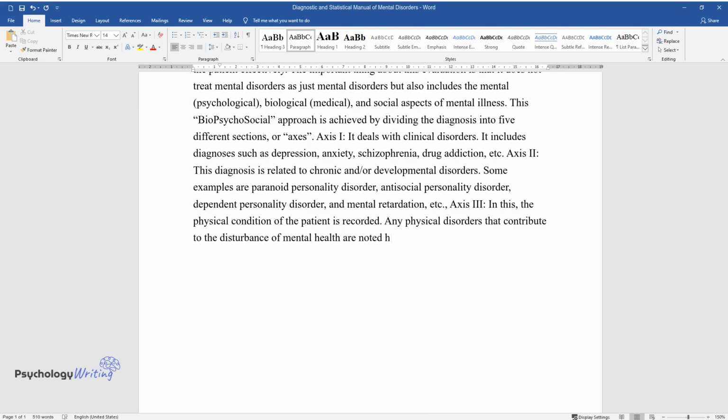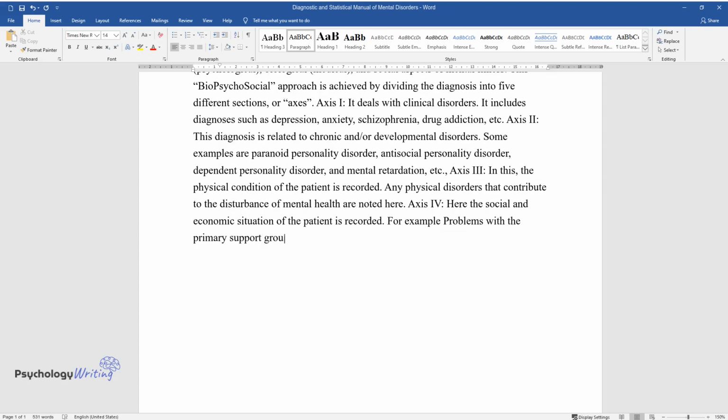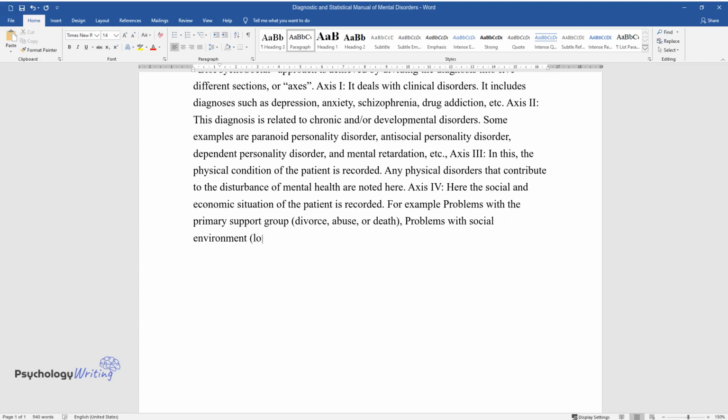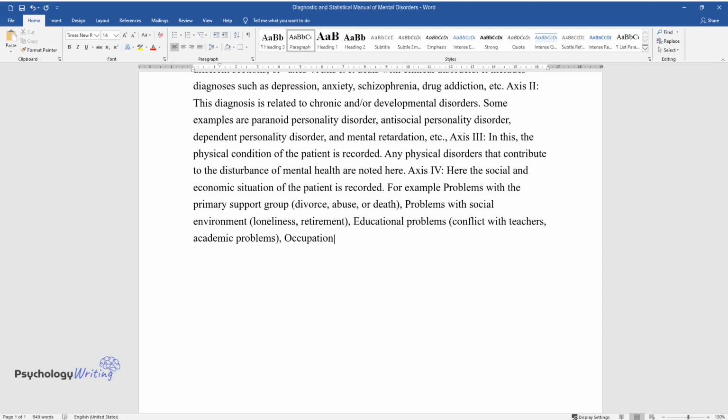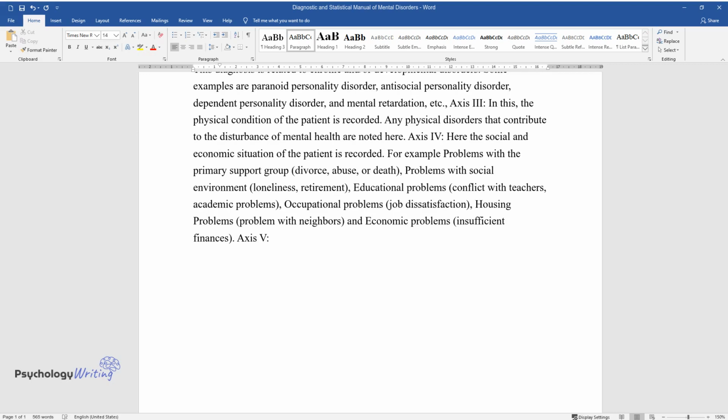Axis IV: here the social and economic situation of the patient is recorded. For example, problems with the primary support group, divorce, abuse, or death, problems with social environment, loneliness, retirement, educational problems, conflict with teachers, academic problems, occupational problems, job dissatisfaction, housing problems, problems with neighbors, and economic problems, insufficient finances.